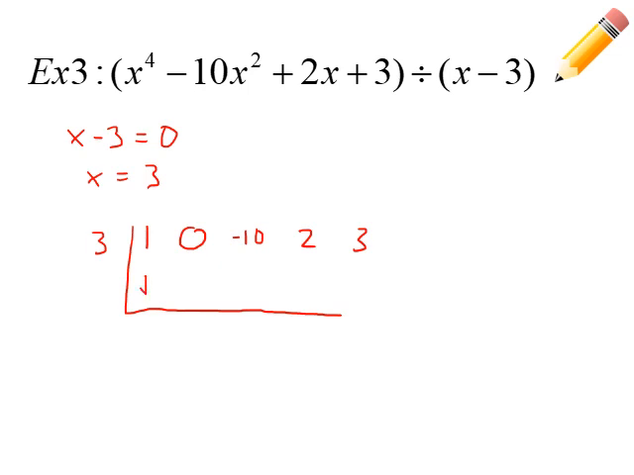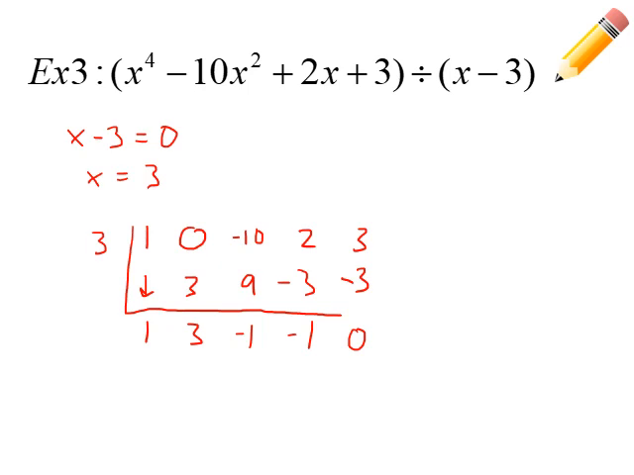Now my steps for the rest are the same. Bring down my 1. 3 times 1 is 3. 0 plus 3 is 3. 3 times 3 is 9. Negative 10 plus 9 is negative 1. Negative 1 times 3 is negative 3. 2 minus 3 is negative 1. 3 times negative 1 is negative 3. 3 minus 3 is 0. So I'm not going to have a remainder here, which is nice.